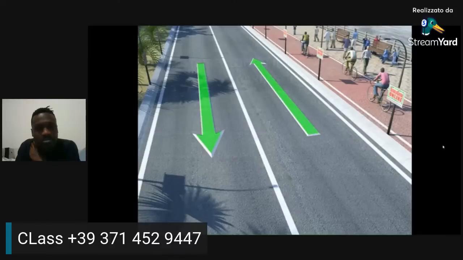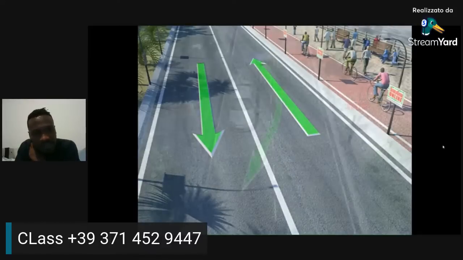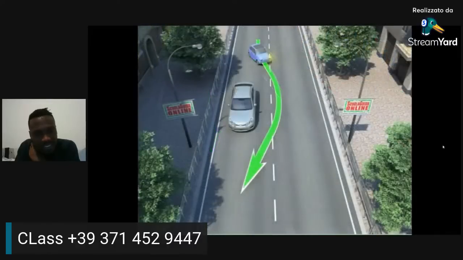So here it is. Doppio senso di circolazione. Okay. Two lanes. And here, this is the other one. You see? You can do overtaking by entering in the opposite direction. So you see, it's not anything strange. These are all things you know.